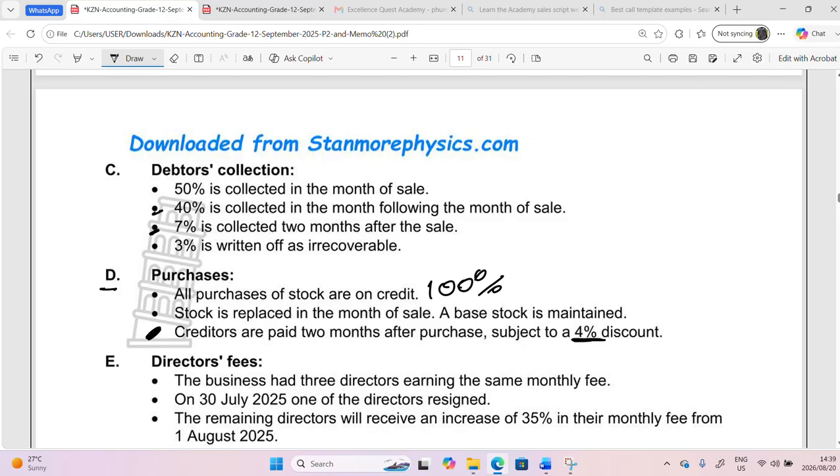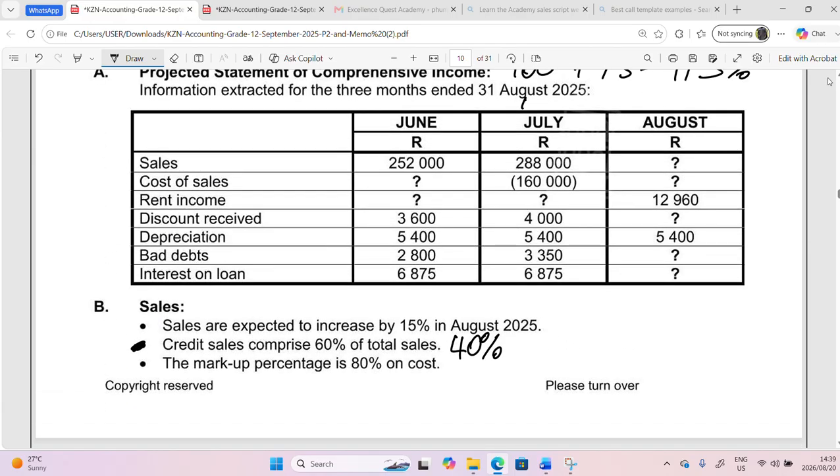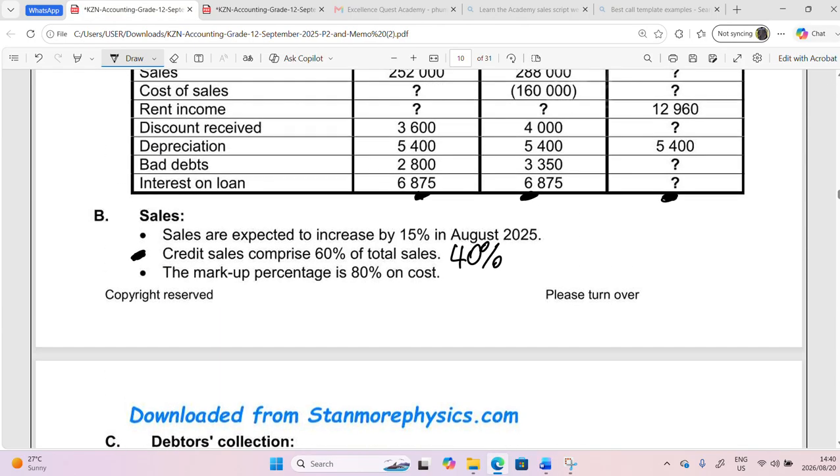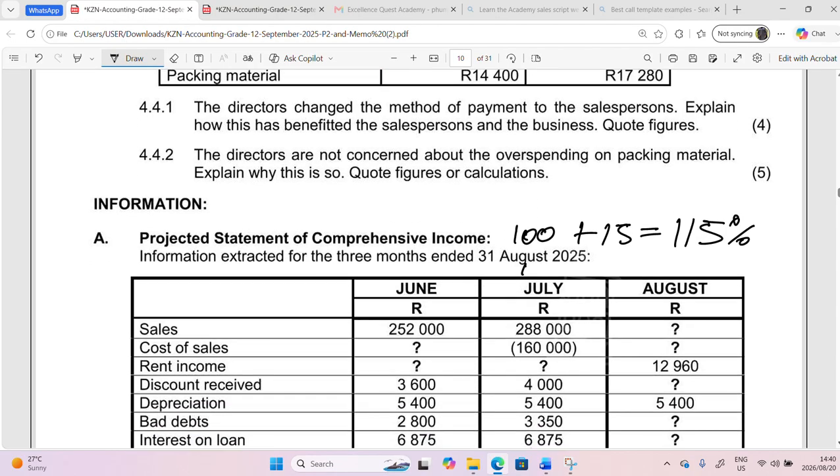So here's what we need to do. Remember, we're calculating payment to creditors for which month? August. And they are saying we pay our creditors after 2 months. So from August, you need to calculate 2 months before. 2 months before August, it will be July, and then June. So let us go to June, guys. June, we have sales.